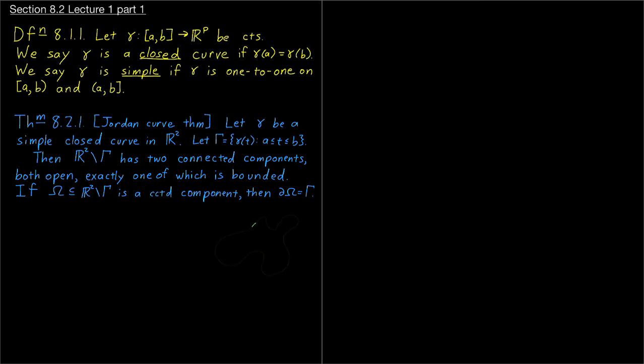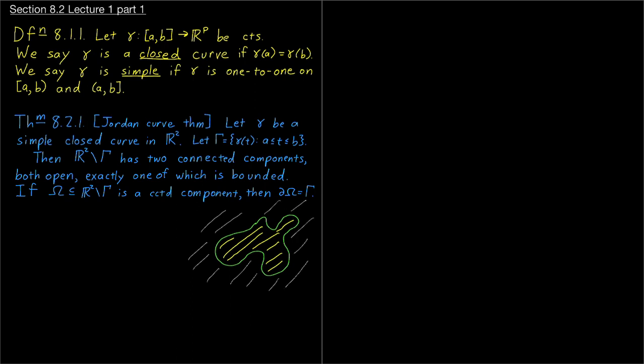Sure, this is pretty standard. Here's our simple closed curve. I have to get back to the beginning. And then here is the interior, which is the bounded connected component, and the exterior, which is all this stuff out here. This is obvious when you look at the picture, but it's hard to prove.